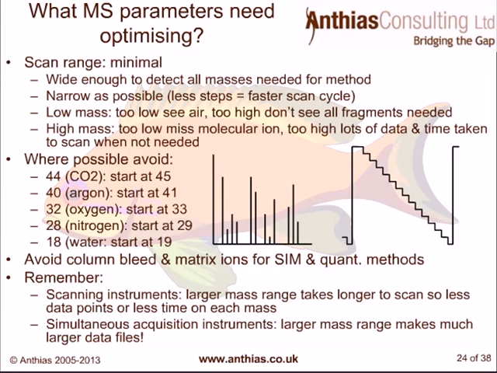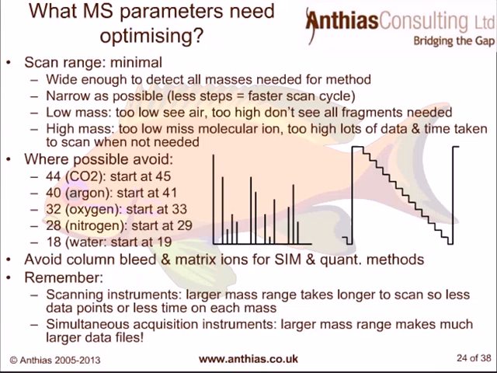So when we're thinking about optimizing our low mass, if we're too low, we'll see air, and if we're too high, we don't see all the fragments needed to identify the compound. When we're thinking about the high mass, if it's too low, we're missing the molecular ion, but if it's too high, we get lots of data that we might not be using, and also it takes time to scan when it's not needed. So we need to be optimizing this for our application.